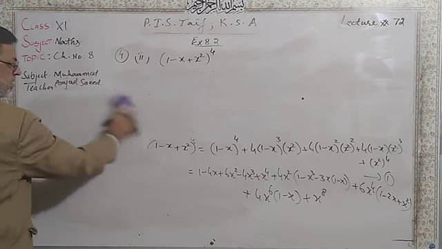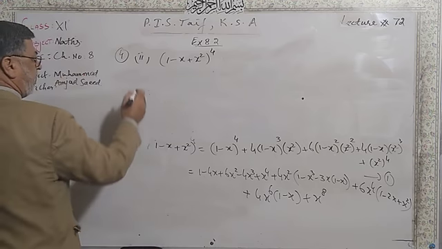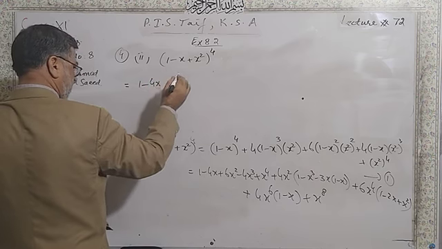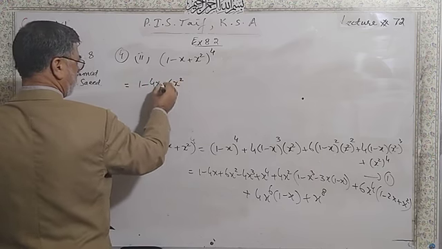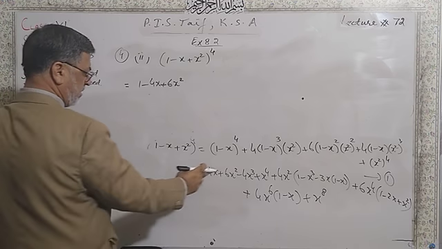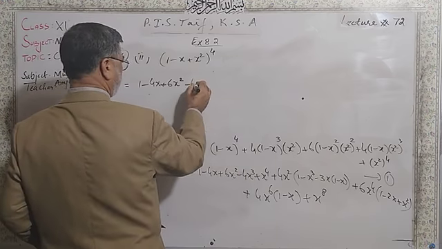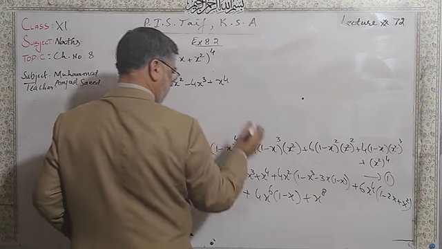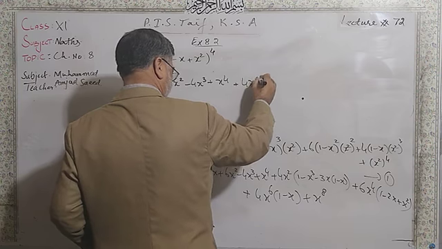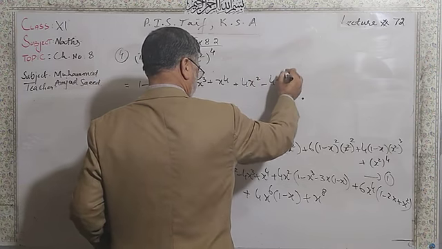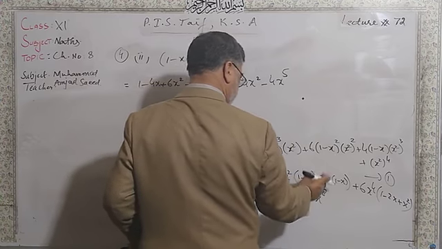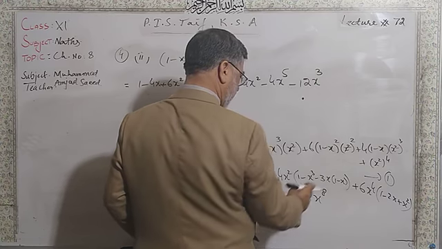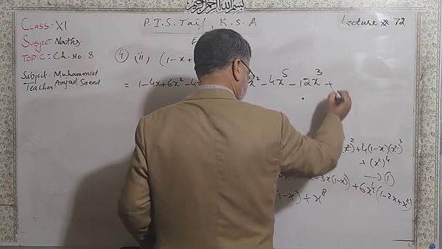Ascending powers of x. Here we can have 1 minus 4x plus 6x square minus 4x cube plus x4, plus 4x square minus 4x5, minus 12x cube.